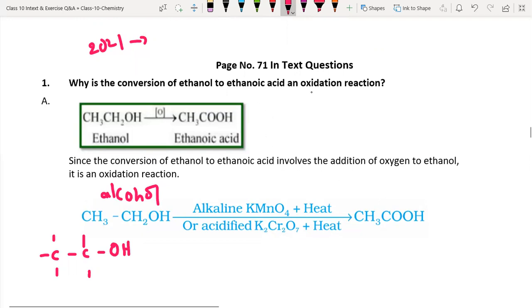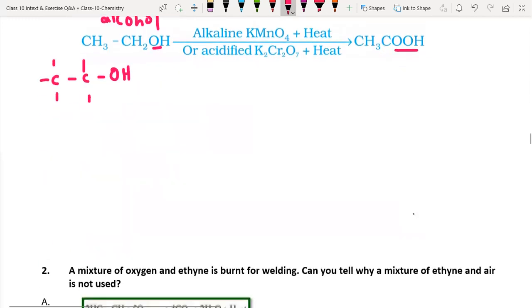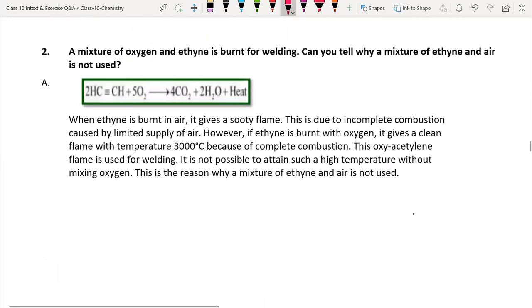And if you observe, they are asking why it is an oxidation reaction, since conversion of ethanol to ethanoic acid involves addition of oxygen to ethanol. So oxygen is given to that. Here you can observe one oxygen, but here you can observe two oxygens. Addition of oxygen is nothing but oxidation. Hence, the conversion is oxidation.